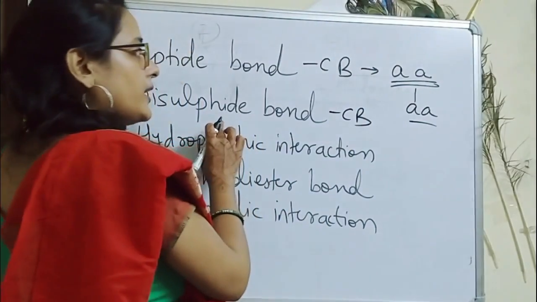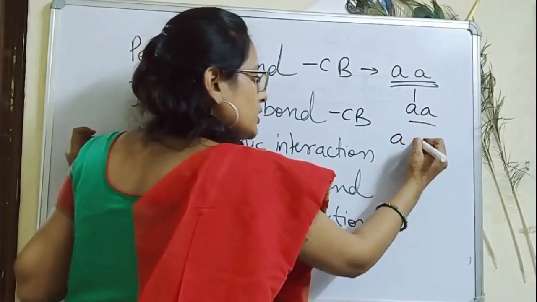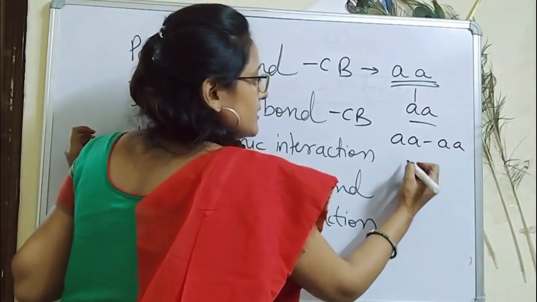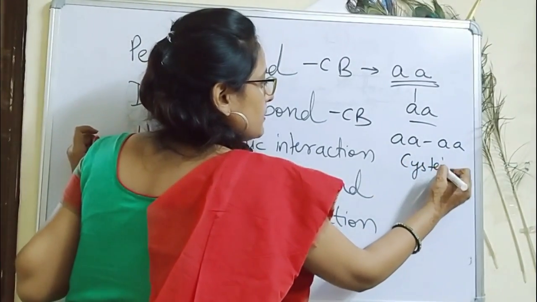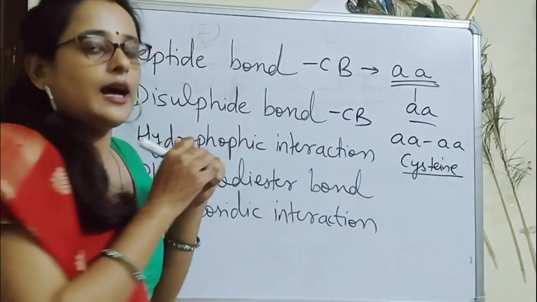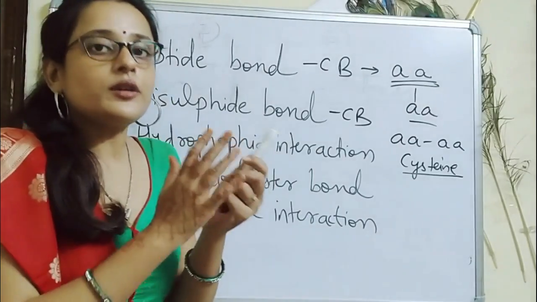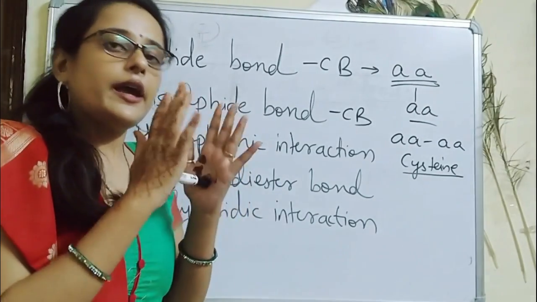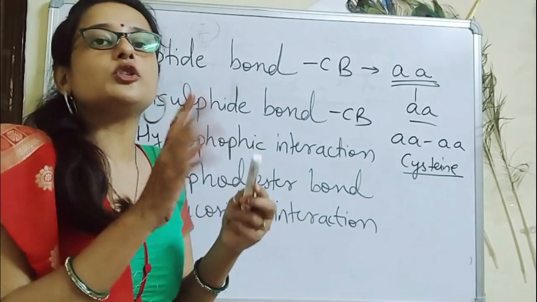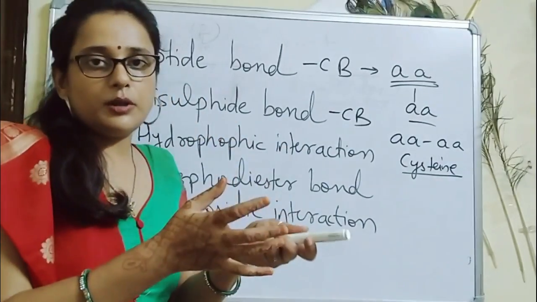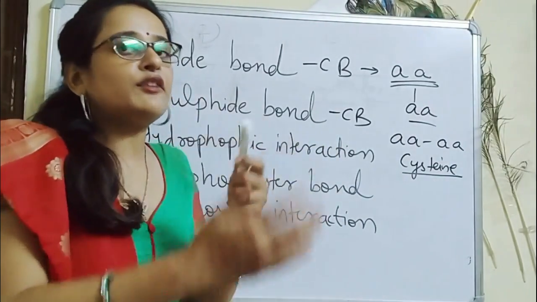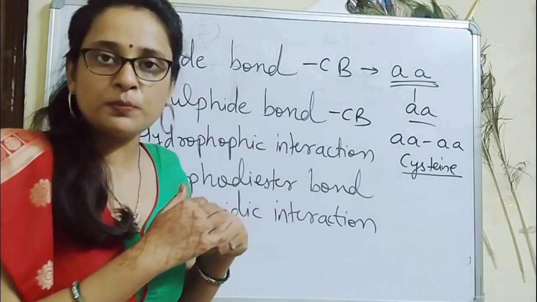It is a type of covalent bond formed in between two amino acids, but those two amino acids are a type of amino acid which is called cysteine. As you all know, there are 20 important types of amino acids in this world. Every living organism has only 20 amino acids. Those 20 amino acids combine together in different combinations to form different types of proteins.